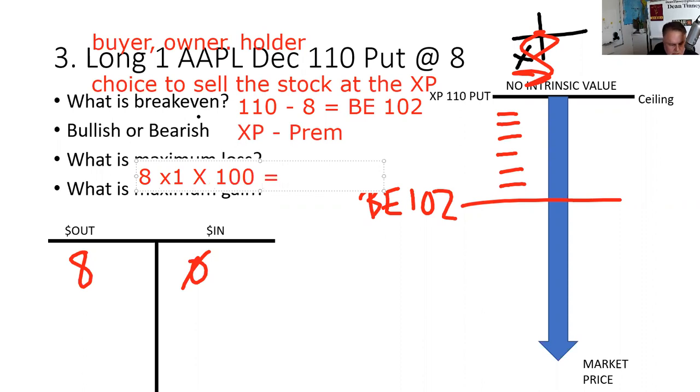Now, on your exam again, they're not going to give you a choice between 8 points or $800. It'll be one or the other.